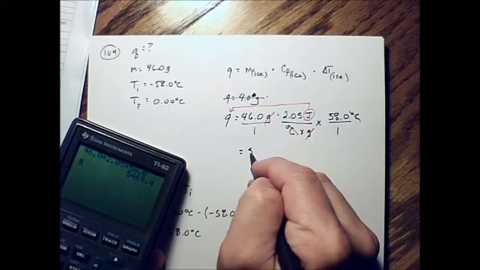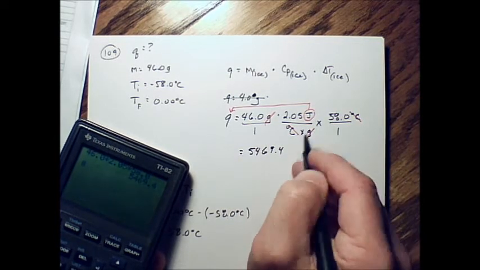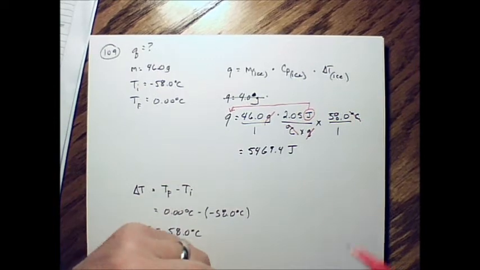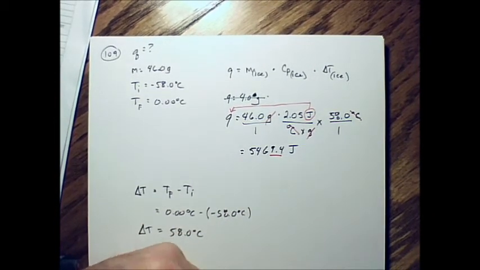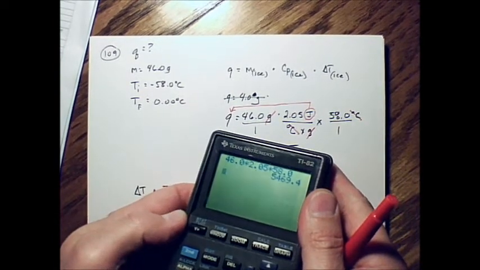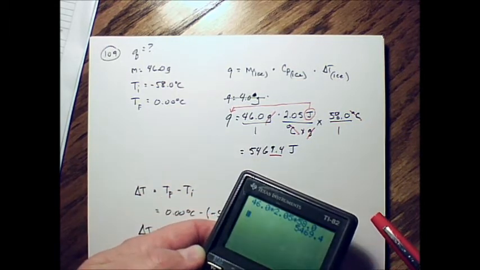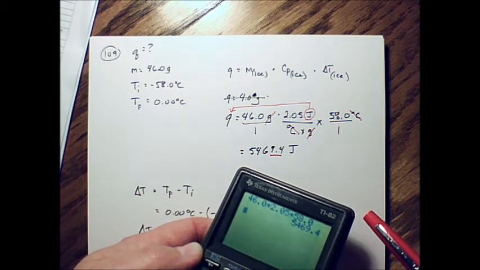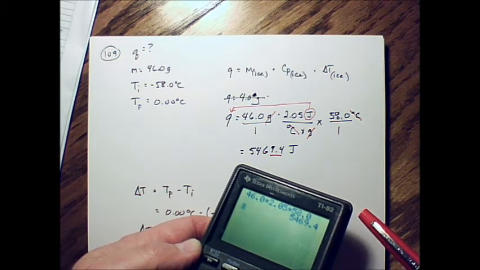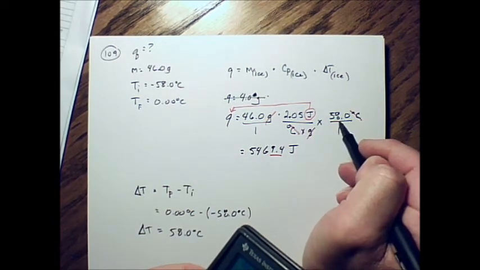So our answer then is 5469.4 joules. But since we need it in 3 digits, we're going to have to round off a digit in the ones place. Where did you get the 0.4? Did I put it in my calculator wrong? 46.0, 2.05. No, 2.05.